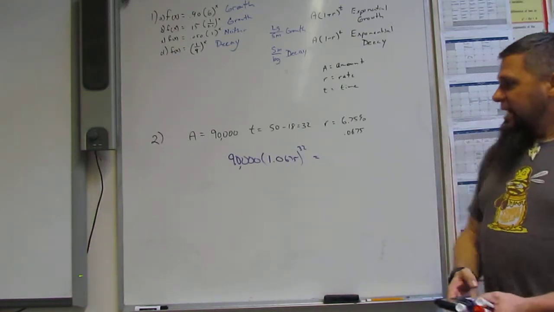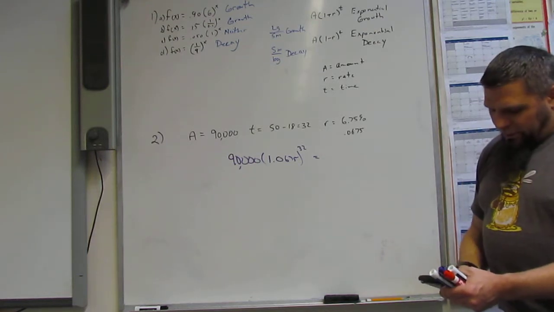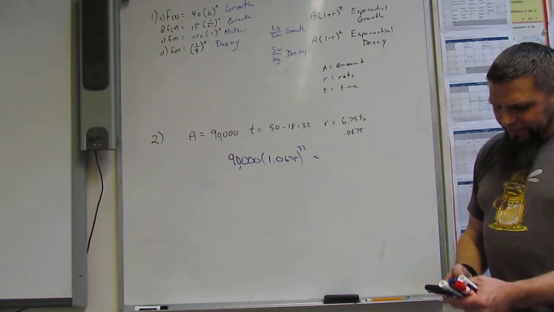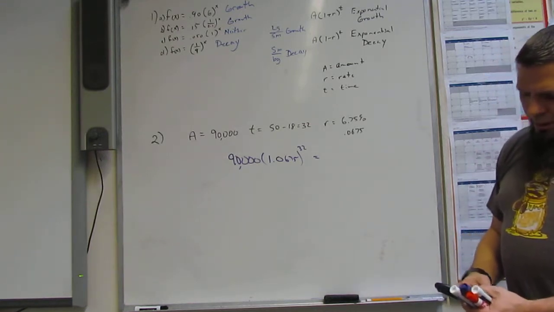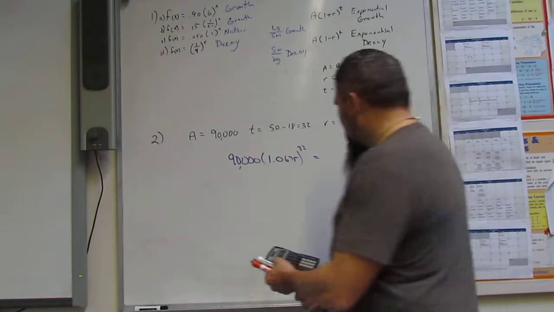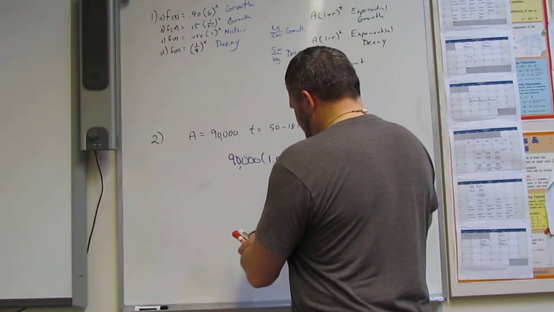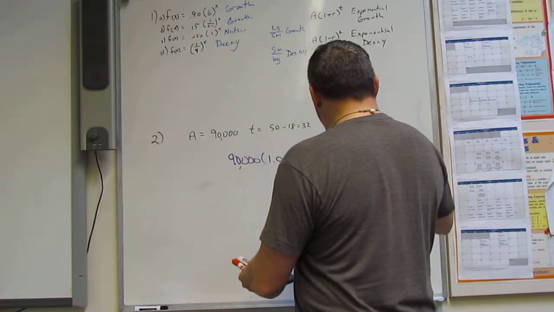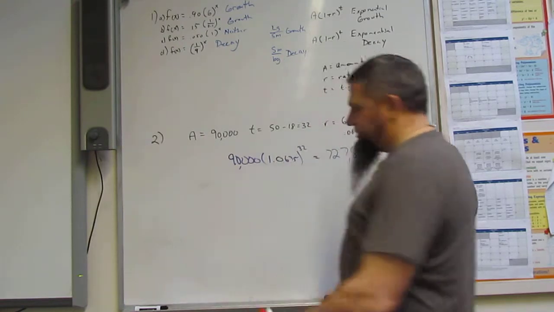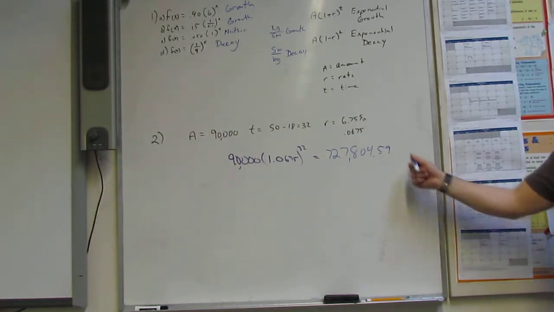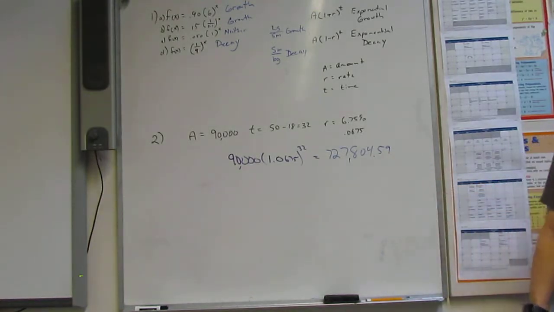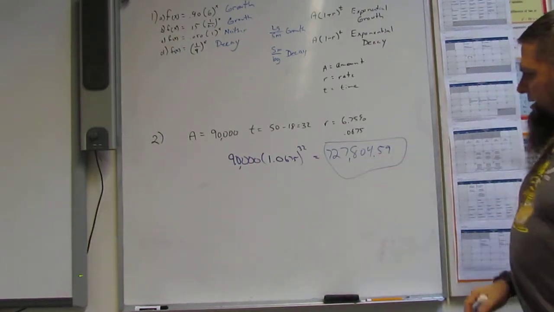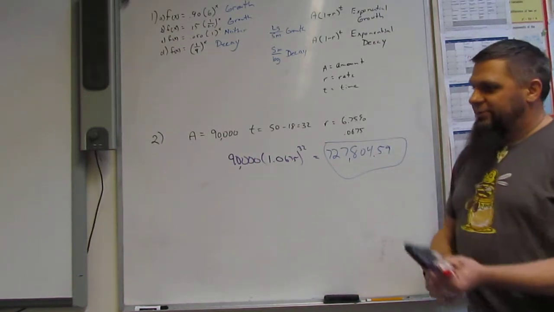So 90,000 times the quantity of 1.0675 raised to the power of 32 is 727,804 and 59 cents, because it's 58.5 and the 5 is going to push the 8 up to 9. Okay, so $727,804.59.